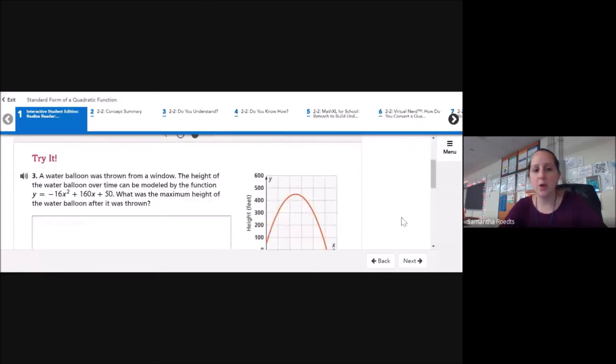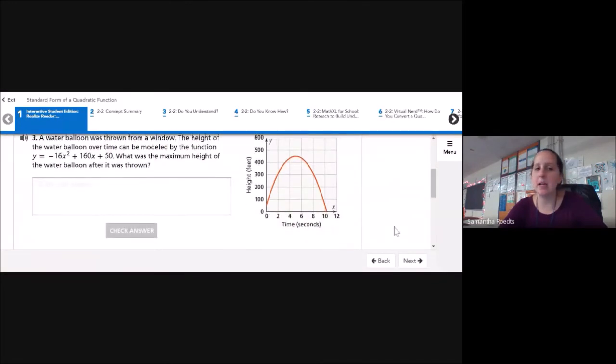A water balloon was thrown from a window. The height of the water balloon over time can be modeled by the function y equals -16x squared plus 160x plus 50. What was the maximum height of the water balloon after it was thrown? So as we can see, my vertex is going to be around here somewhere, but I need to actually find what it is. So a is -16, b is 160, and c is 50.